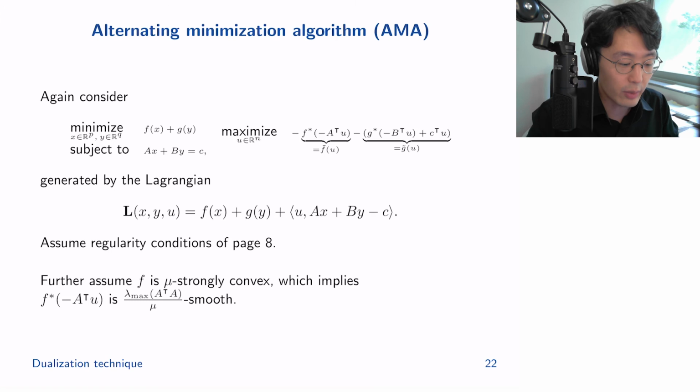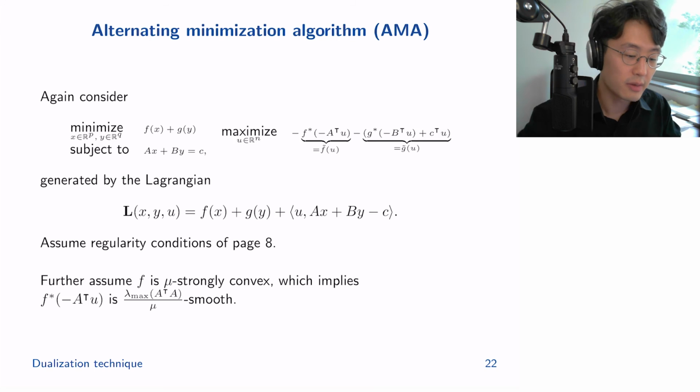The next algorithm that we will derive using the dualization technique is the alternating minimization algorithm, often abbreviated to AMA. Frankly speaking, the name is not a very good name as it is too generic, but the name alternating minimization algorithm is what the author of the algorithm wrote in the paper, so it is what it is.